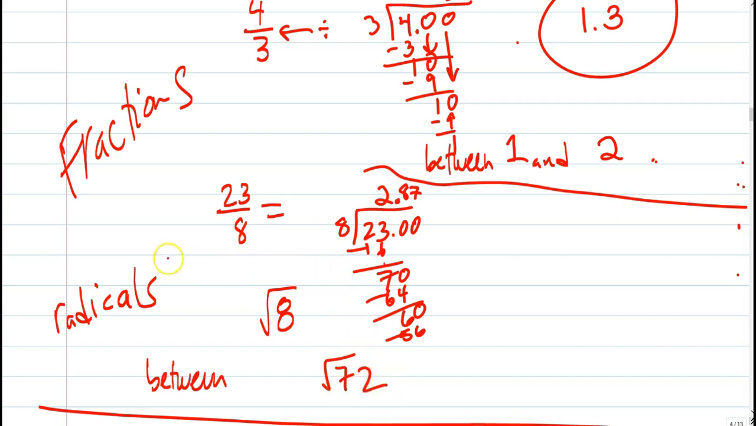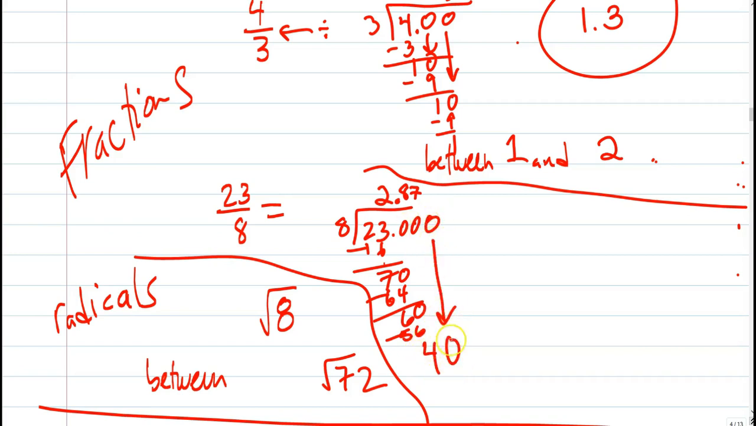Alright, we're almost done. 60 minus 56 is 4. Put another 0. 8 goes into 40 finally, evenly. 5 times 8 is 40. So notice 23/8 is not between 8 and 23. 8 goes into 23 2 times with some remainder. We finally had nothing left, so it is 2.875.